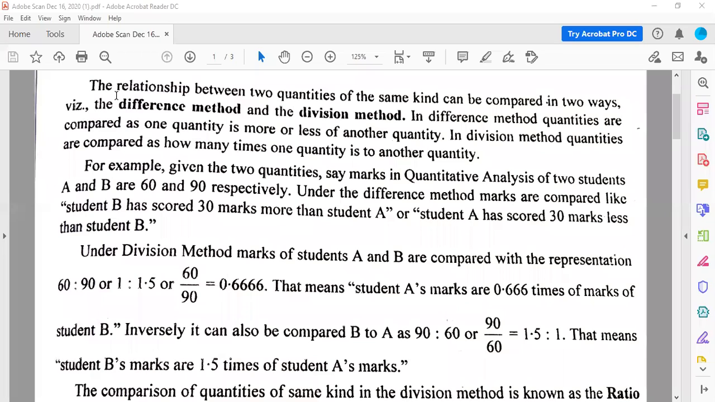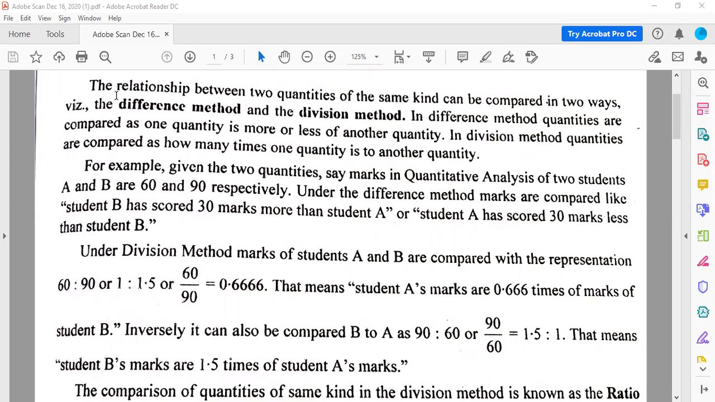You cannot compare different kinds of quantities, but if you have two quantities of the same kind, then you can compare them. I can compare the students' marks. I can compare the class marks: class of BCom, class of BBA. First semester BCom, first semester BBA. Third semester BCom, third semester BBA. I can compare because you all are of the same kind. You all belong to a particular semester and it's all of the same kind.